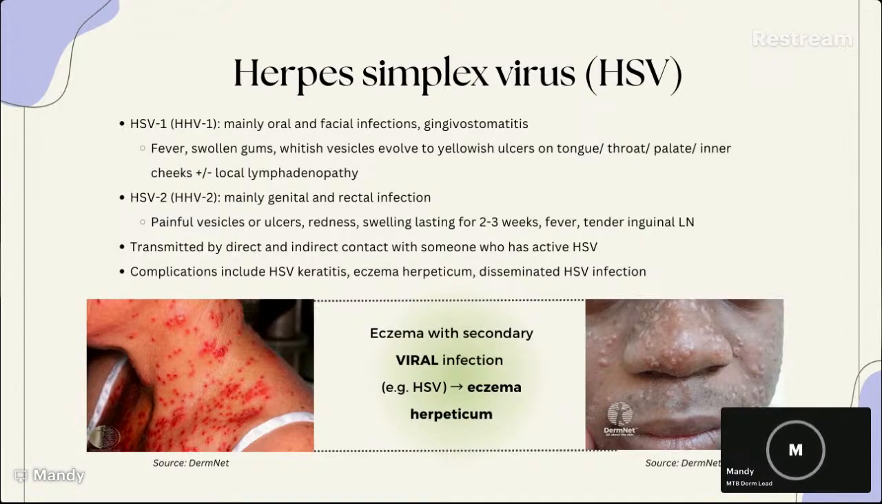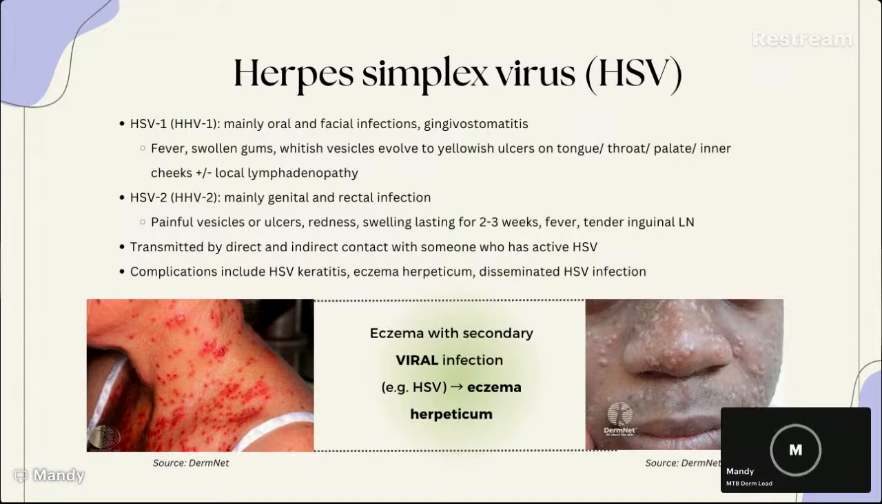With HSV2, you can get mainly genital and rectal infection, but again, you also see these vesicles and ulcers, and the swelling can last for some time, and patients can be quite unwell with them in terms of fever and tender inguinal lymphadenopathy. With question 1, where we saw that lesion on the lower lip, that was, of course, a cold sore, which can be quite common.